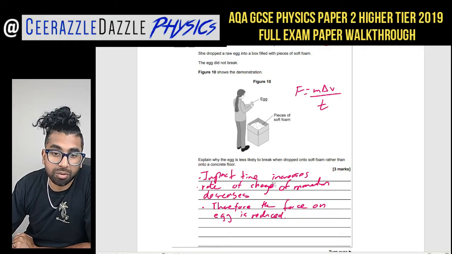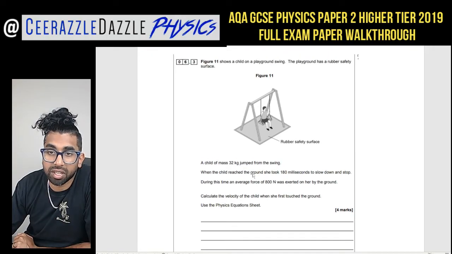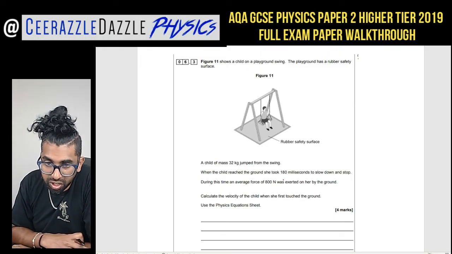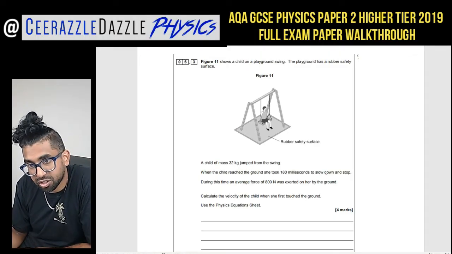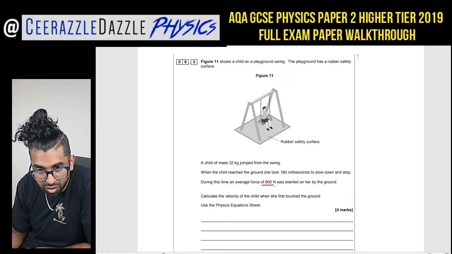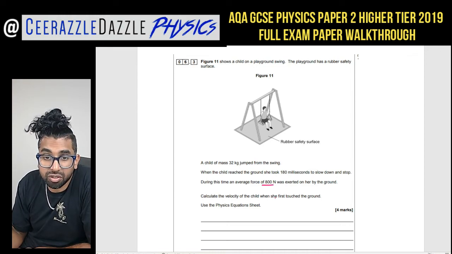Okay, right, the next one from here, figure 11 shows a child on a playground swing. The playground has a rubber safety surface. A child of mass 32 kg jumped off the swing. When the child reached the ground, she took 100 milliseconds to slow down and stop. During this time, an average force of 800 newtons was exerted on her by the ground. Calculate the velocity when she first touched the ground.